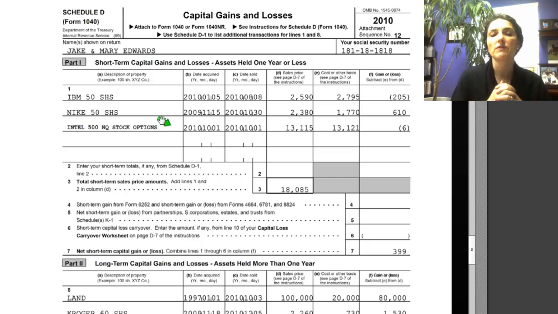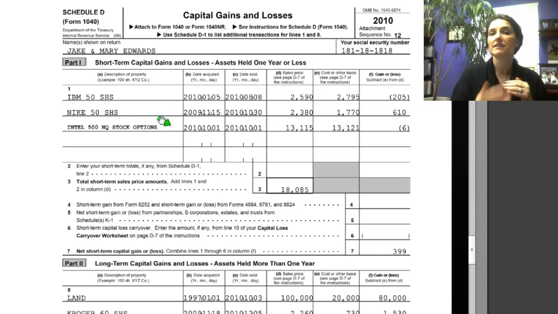So the fair market value on the date of the purchase of Intel stock is ultimately the cost basis in the stock to Jake Edwards. And that is because even though he bought the stock at a discount, the difference between what he paid for it and what it was worth on the date of that exercise was bumped up into his wages, and he already paid tax on that.